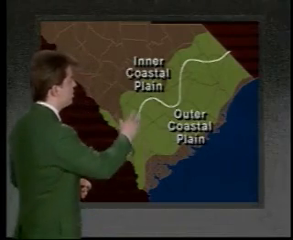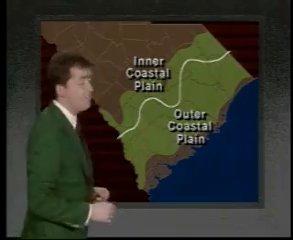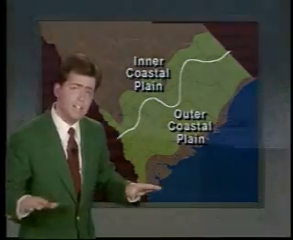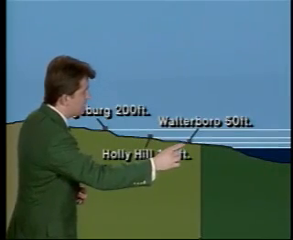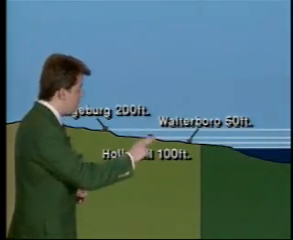The coastal plain can be divided into two parts, the intercoastal plain and the outer coastal plain. The outer coastal plain is a featureless plain because of its flatness. Walterboro in the outer coastal plain is 50 feet above sea level. Holly Hill is about 100 feet above sea level. The coastal plain gently rises to an elevation of 200 feet at Orangeburg.